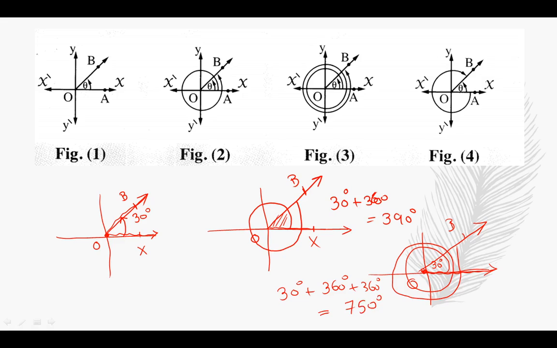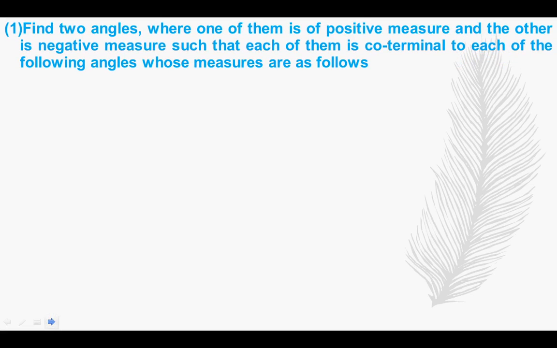So you can say that the angle of measure 30 is coterminal to the angle of measure 390, and it's also coterminal to the angle of measure 750. Or you can say it another way: the angle of measure 30 is equivalent to the angles of measure 390 and 750, because all these angles have the same initial side and the same terminal side. Okay, let's go to another slide. Examples.